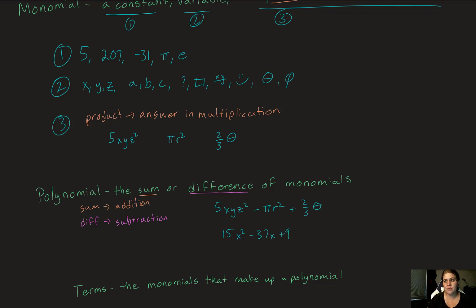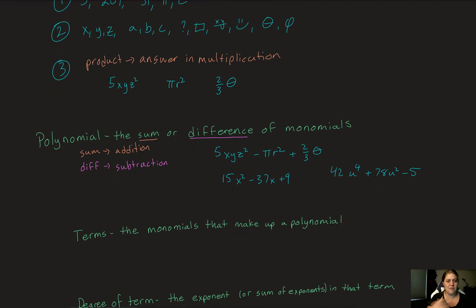You might also see something like 42u to the 4th plus 78u squared minus 5. Another good example of a polynomial. So those are the types of things you're going to be seeing. Now, each of these individual terms are the different monomials that make up a polynomial.